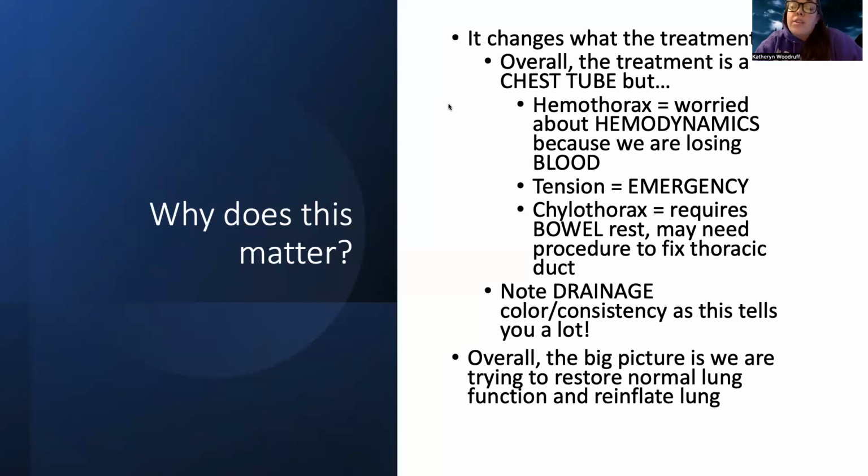So overall, the big picture with all of these types of injuries is we want to restore normal lung function and reinflate the lungs. That's really what we're focused on. So yeah, hopefully this helped to break down and make it more simple what's going on here with these different types of pneumothoraxes and other things. And if you have additional questions, just let me know.